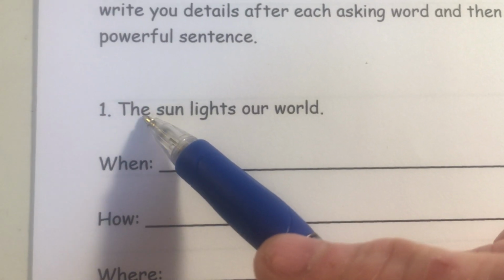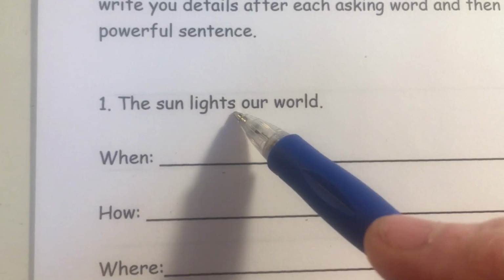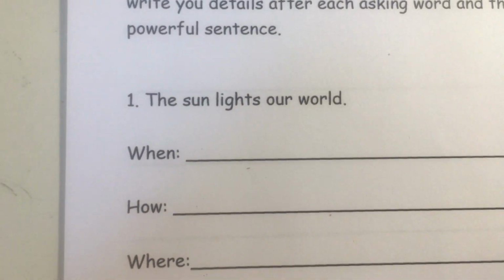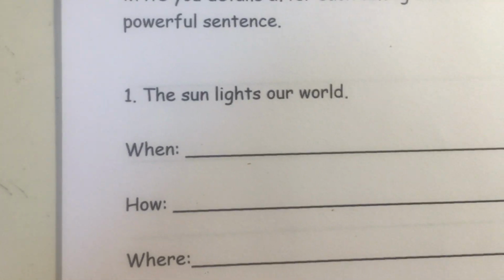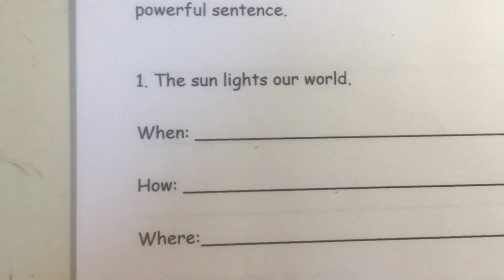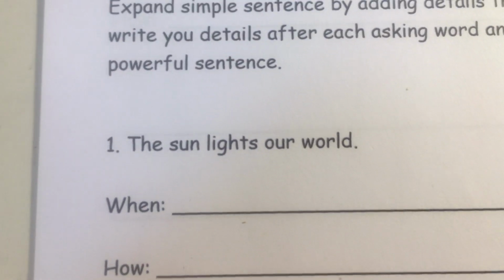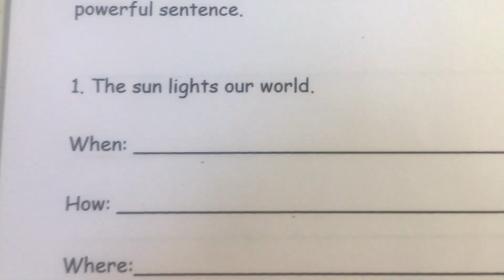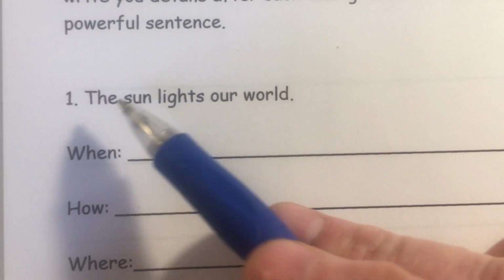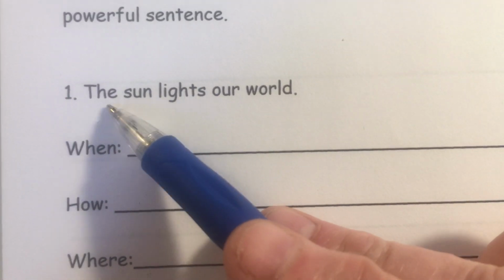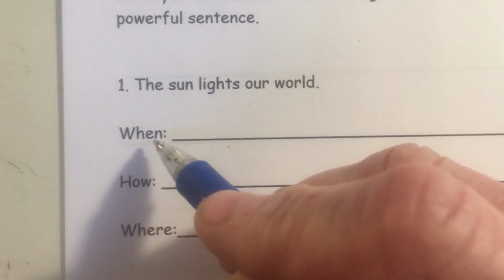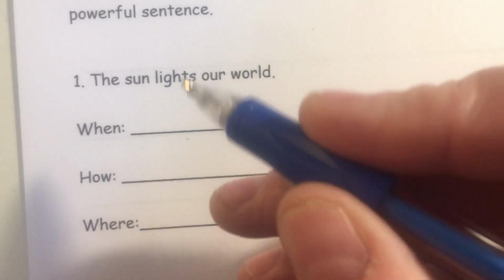So here's a very simple sentence. The sun lights our world. That's true, but that's a pretty simple sentence. We want to make a more powerful sentence to make our stories more vivid and make it easier for our readers to visualize and understand the details of what we're trying to teach them when we write about the sun or about anything. So the sun lights our world. Let's see if we can add some details. So when does the sun light our world?